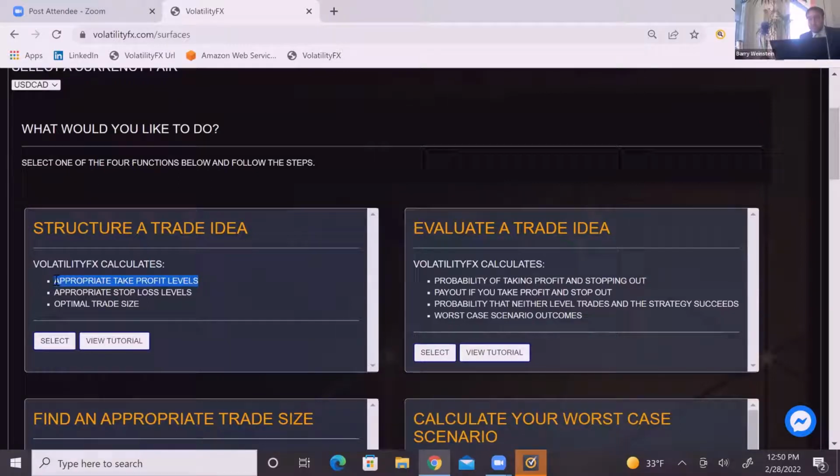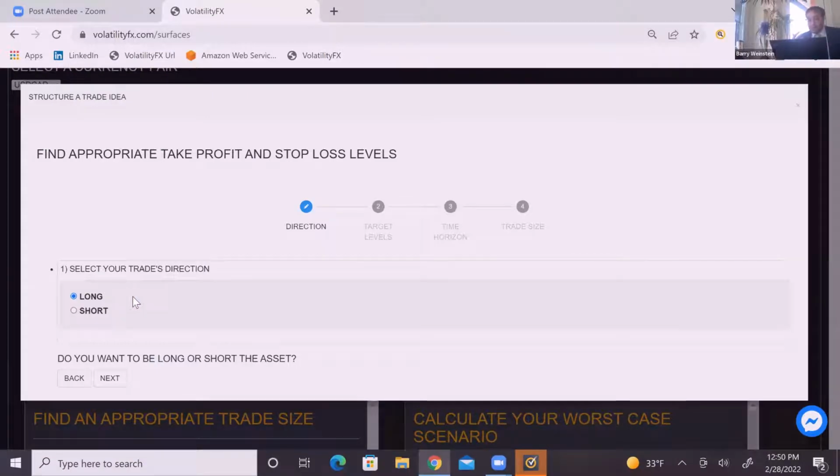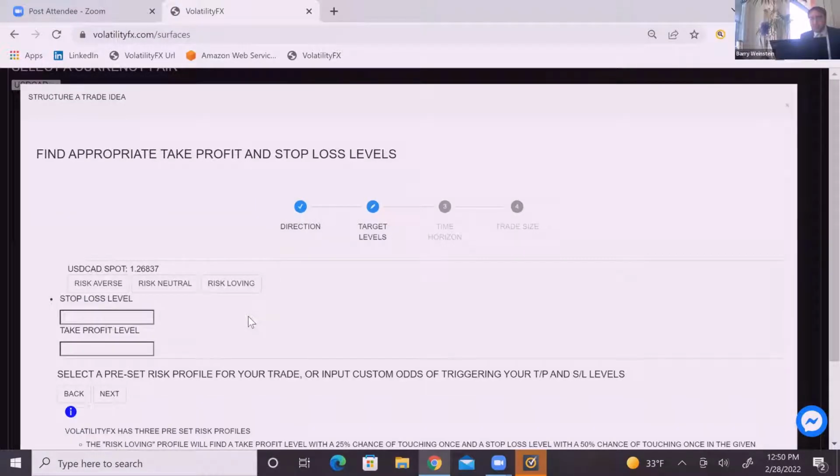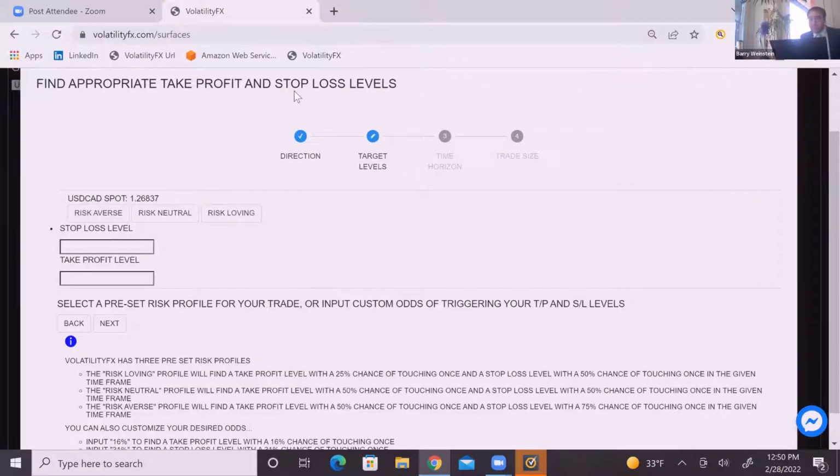Trying to find a trade idea that has an appropriate take profit level, an appropriate stop loss level, and an appropriate trade size. And I'm going to ask you a couple options, and I'm going to describe what effect this has on each one of these suggestions. So first thing is I put the direction of the trade first. We're going to find an appropriate take profit and stop loss level. So what you input in this function is going to affect where your take profit and stop loss levels are.